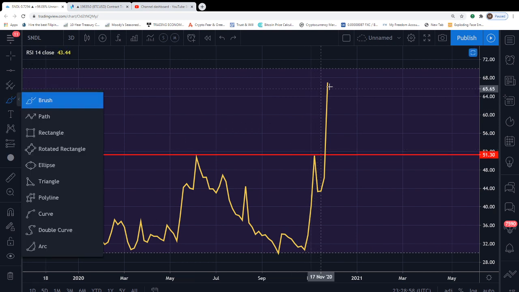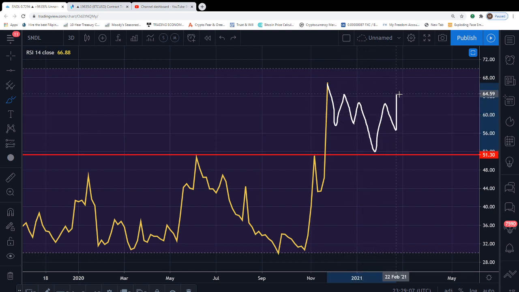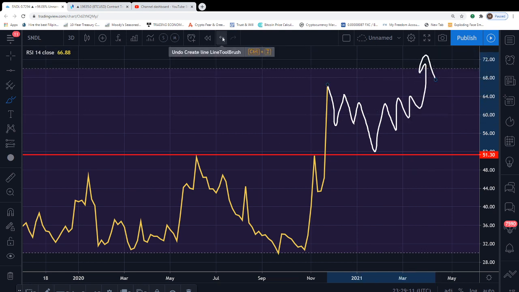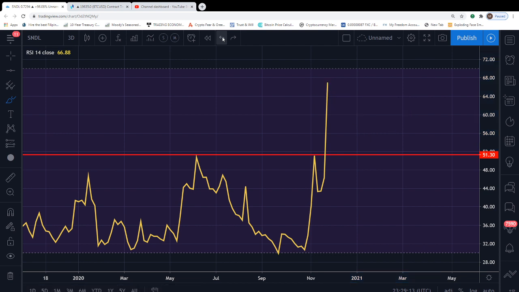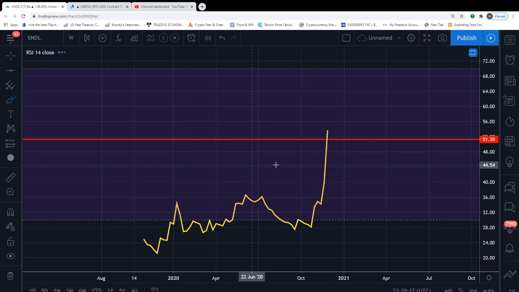Now, the only thing that needs to happen now is, if we get a nasty move to the downside, as long as this 51 level holds as support, then everything should be clear to the upside on this SNDL symbol. Okay, so that's really nice to see. Let's crank it on up to the weekly. We'll close things out here on the weekly on the RSI.